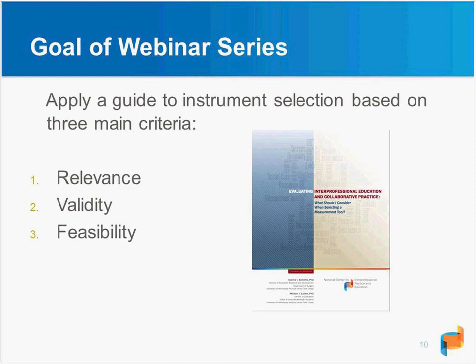And this step requires some understanding about the nature of validity, the concept of measurement error, and what the validity statistics reported in the literature actually mean. Criterion three is to assess the feasibility of implementing the tool in your setting. And this step focuses on operational and resource issues related to data collection, analysis, and reporting. In today's webinar, we will focus on criterion number one, relevance, and in our webinar next Thursday, we'll be looking at validity.